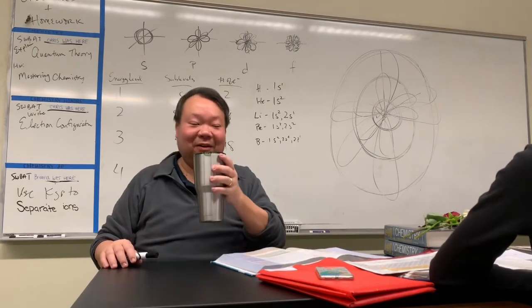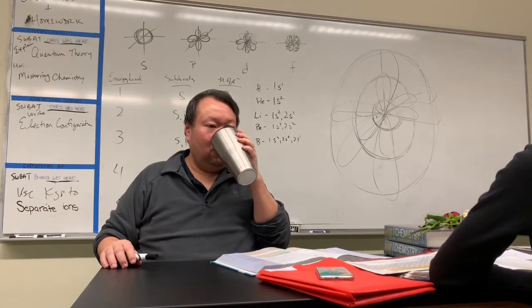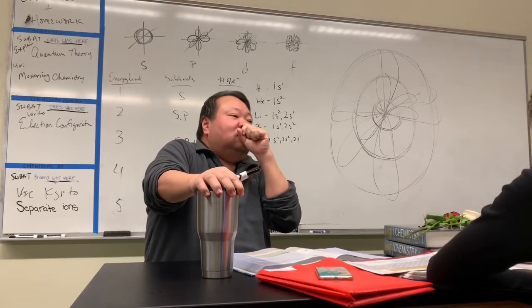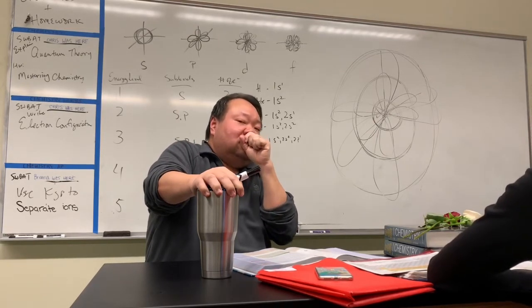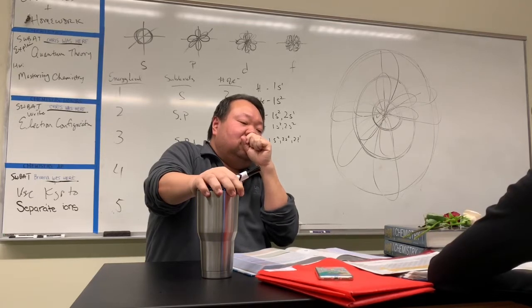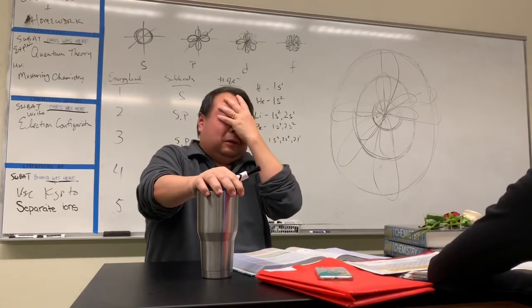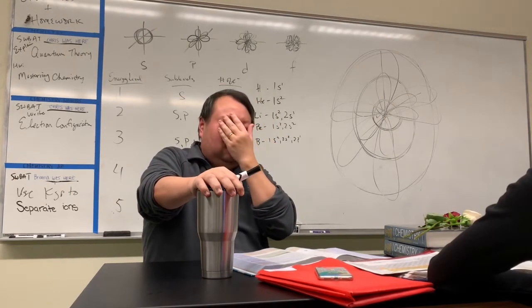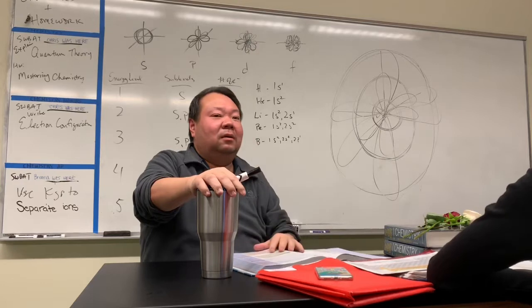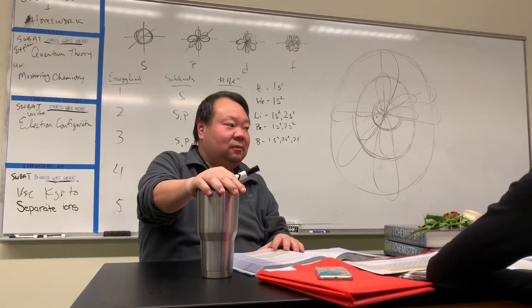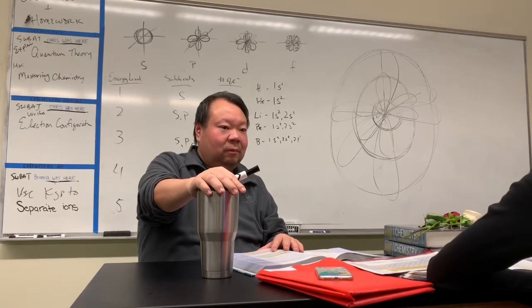1s2, 2s2, 2p7. Hold on. 1s2, 2s2, 2p6, and then D. No, 3d1. Oh, 3s1. Oh my god. Don't worry about it. Can I say it again? Please, because I'm having an aneurysm. 1s2, 2s2, 2p6, 3s1. Correct.